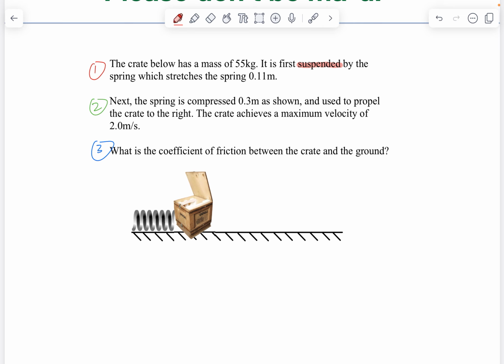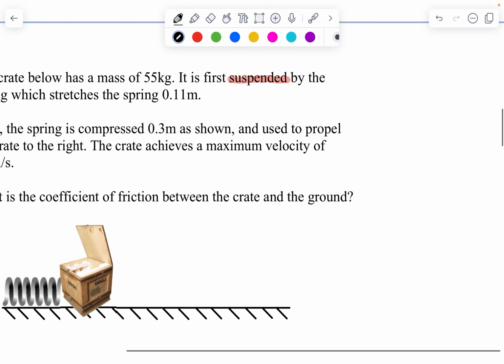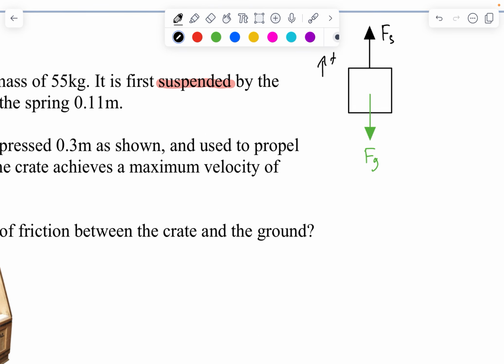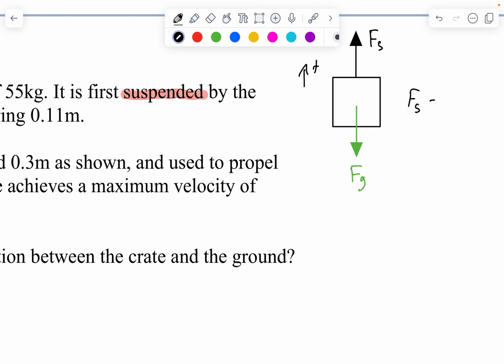Why would we do this? Well, if I hang it, it's going to be in equilibrium. So if I draw a little FBD here for this hanging mass, hanging from a spring, it's being pulled down by its weight, so it's got this force of gravity here, and the spring is pulling it up. The key word here is that it's suspended. When I write my net force equation, I'll make up my positive direction. Then my spring force minus my weight is equal to ma.